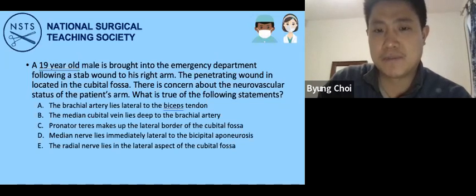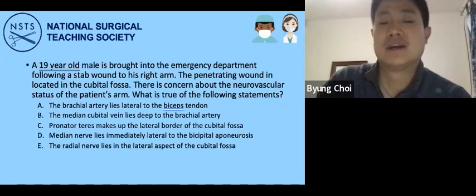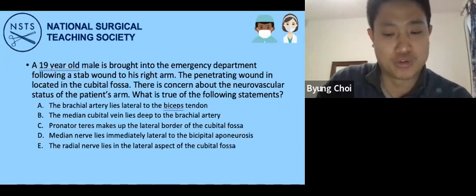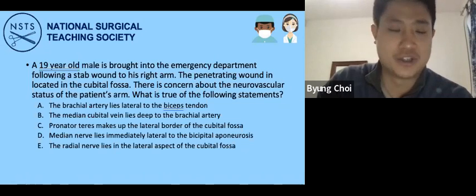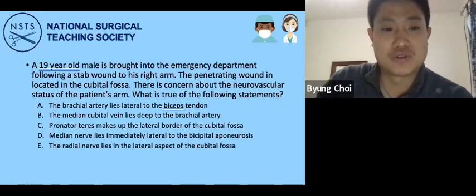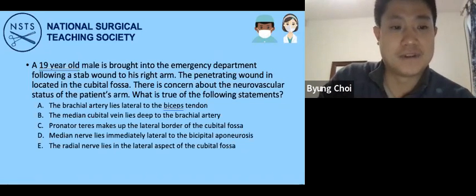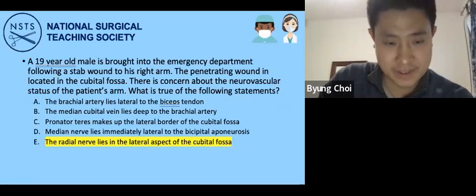Great. So a bit of a mixed response on this one. It's quite tricky, and it's again one of those questions that's really essentially knowing the order in which things come up and lie within a cavity. Antecubital fossa, popliteal fossa, it's more about superficial to deep and how the structures lie, and in the antecubital fossa, either medial or lateral, depending on how you want to learn it, know the structures that pass through. For this question, the answer is E. It's the radial nerve that lies in the lateral aspect of the cubital fossa.